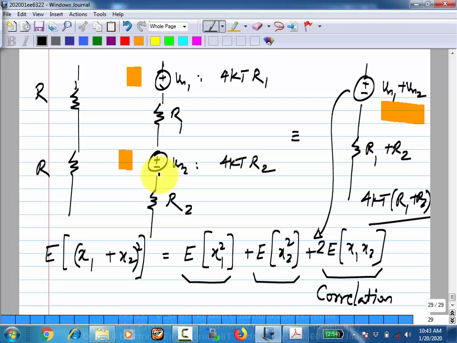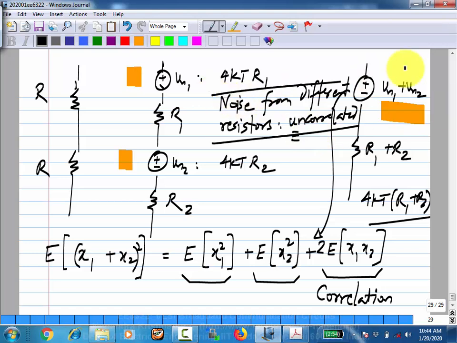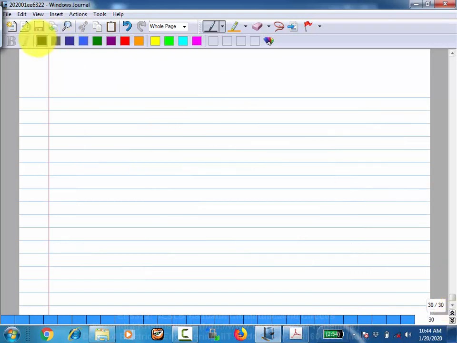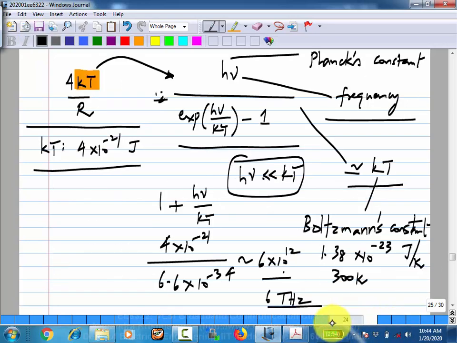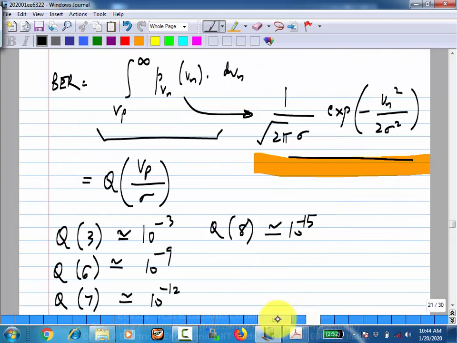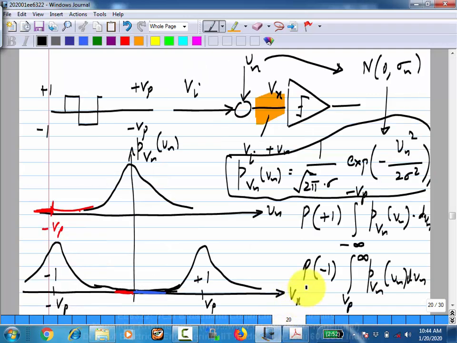So noise from different resistors, but not only different resistors, different MOS transistors, etc., are uncorrelated. Is this fine?